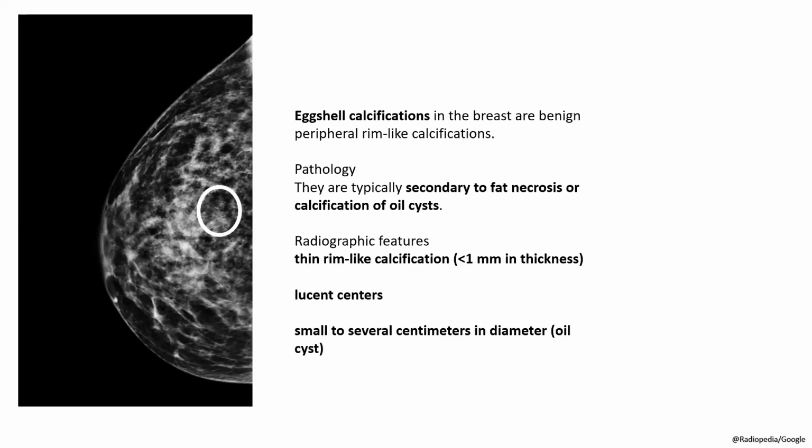What is this sign? This is eggshell calcification, and in the breast on mammography, it represents benign peripheral rim of calcification. Typically, it is secondary to fat necrosis or calcification of an oil cyst. And on radiograph, we see thin rim-like calcification, which is less than 1 mm in thickness, with lucent centers, and small to several centimeters. They can vary in size from small to quite big. So typically seen in oil cyst.